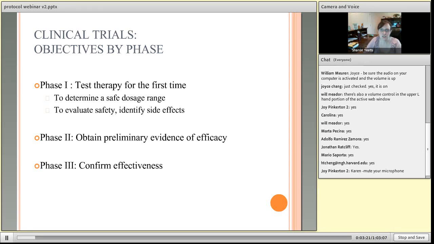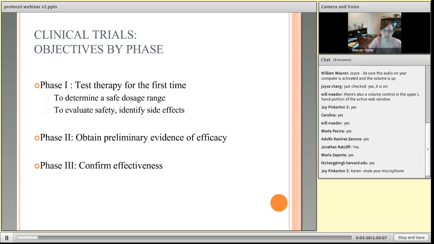The objective here is to test this intervention in a small number of patients with the goal of determining a safe dosage range, or perhaps identifying one safe dose, and to evaluate the safety profile, how tolerable your patient population finds it, and to identify any of those side effects which you're going to want to pay more attention to as your intervention continues to move through the process.